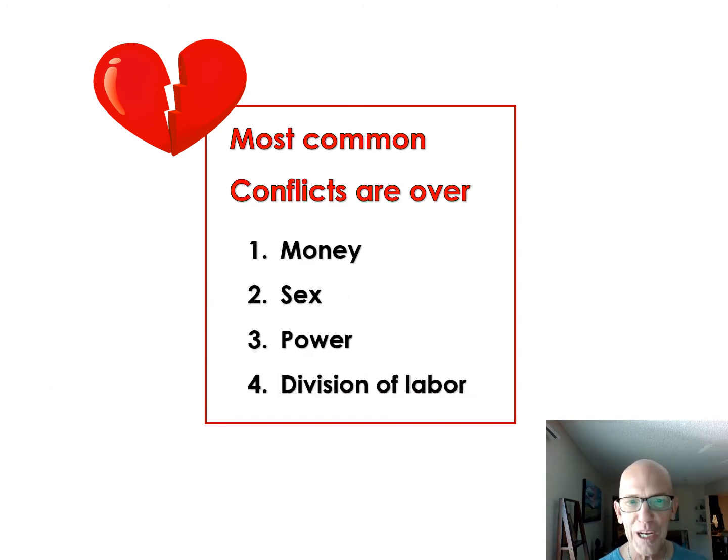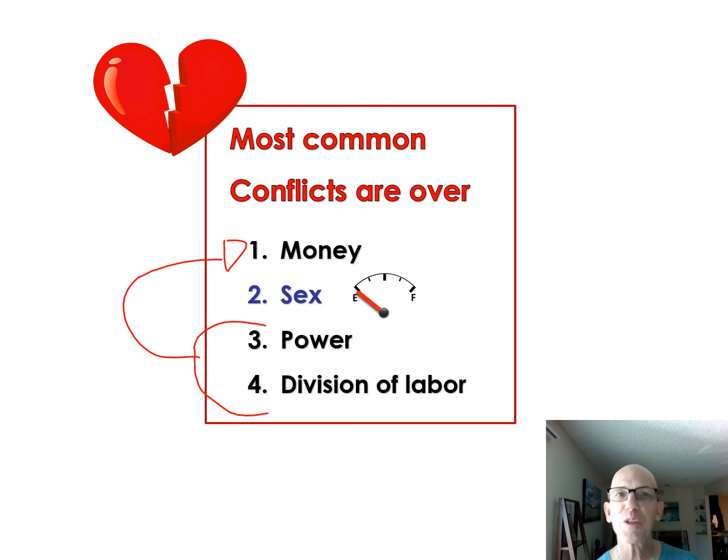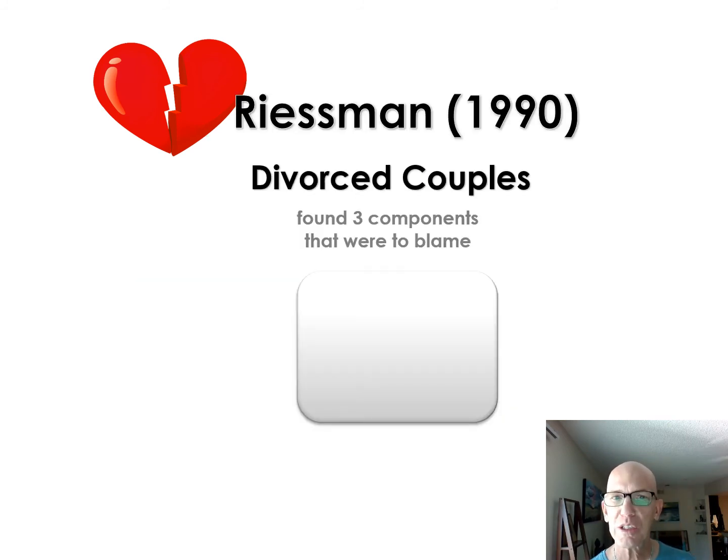I would argue power and division of labor has a lot to do with money, and that sex is kind of the barometer of your relationship. If there's no sex going on, there's a problem with 1, 3, or 4. You know what I mean? I just know because I've been in a lot of relationships where it didn't work out good. Now, like I said, I'm not going to ask you that on the test.